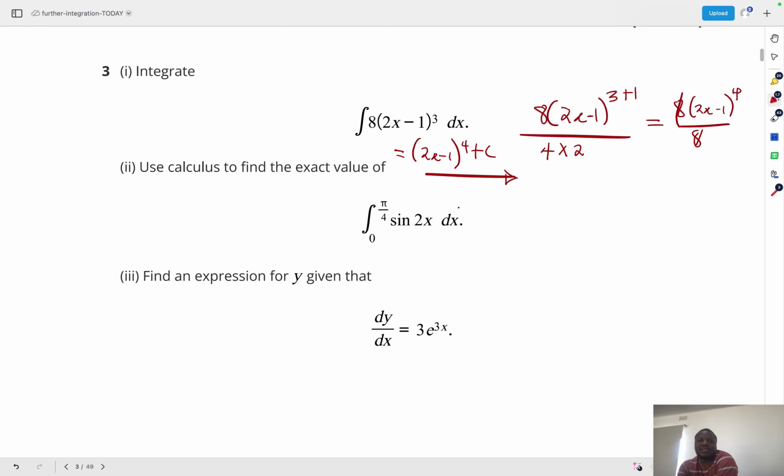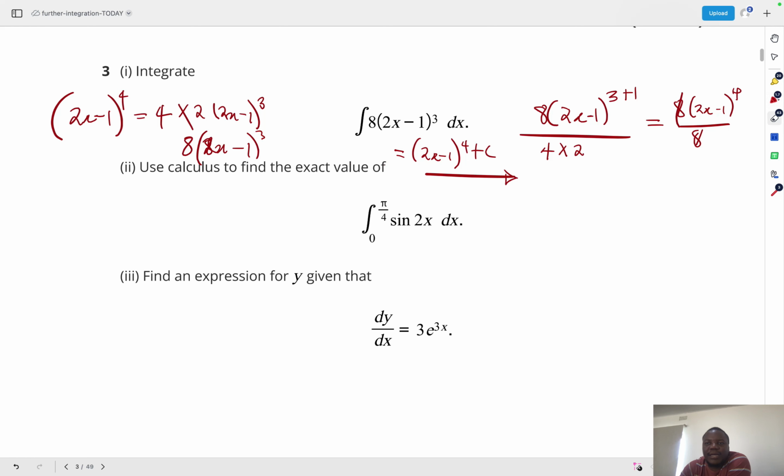So it's really just basic reverse of differentiation, but for you to be able to do this, you must have some depth in your differentiation. So you can actually confirm that if I was to differentiate 2x minus 1 to the power of 4, I'm going to get 4 times this function, times the derivative of the inside, which is the chain rule, and then I get 2x minus 1 to the power of 3, which is what we were asked to integrate.